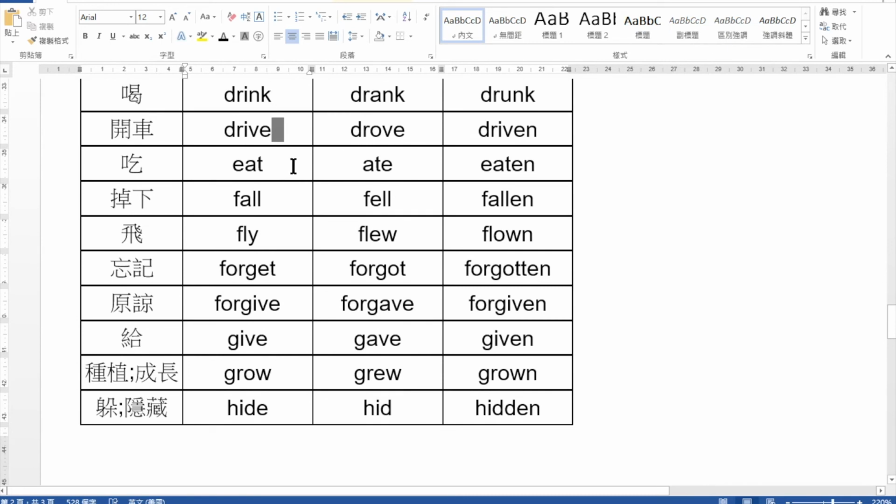Drive, drove, driven. Eat, ate, eaten. Fall, fell, fallen. Fly, flew, flown. Forget, forgot, forgotten. Forgive, forgave, forgiven. Give, gave, given. Grow, grew, grown. Hide, hid, hidden.